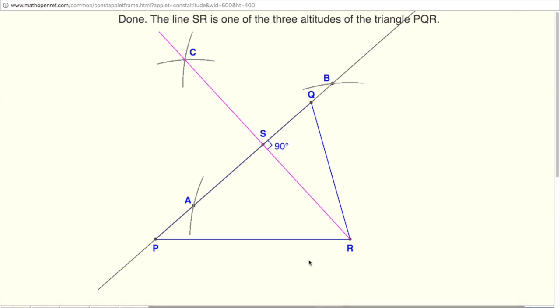The altitude officially stops at S, so it goes from R to S. Even though your line had gone longer, the actual altitude is just from R to S.